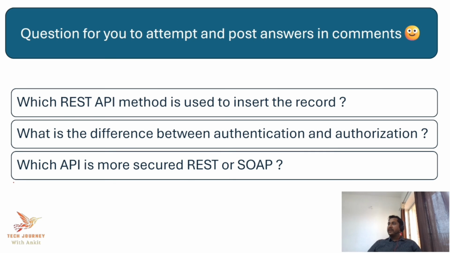There are a few questions that I want you folks to try, and do let me know the answers in the comment section. The first question here will be, which REST API method will be used to insert a record into Salesforce? Or in case you have to insert a record into an external system, which REST API method will be used? In the first part, I asked different questions, like what are the different REST API methods. Again, I got a good amount of response on those questions as well. I'm expecting you folks will be answering these questions too.